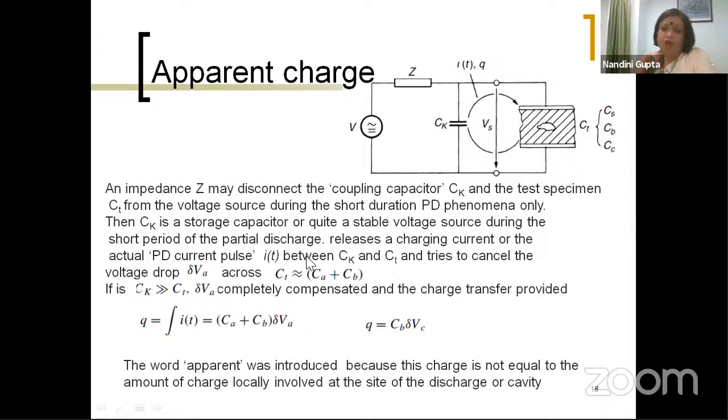And therefore, what we do is we introduce the concept of apparent charge. Now, let us imagine that you have an impedance Z. This impedance Z is between the supply and the coupling capacitor.